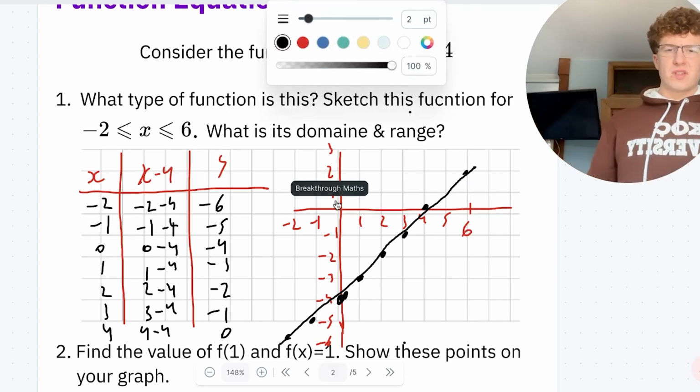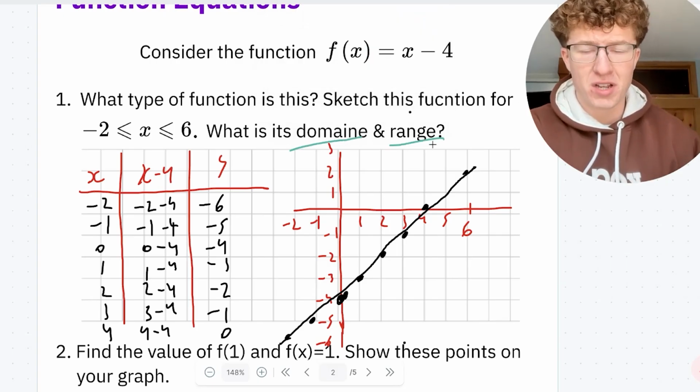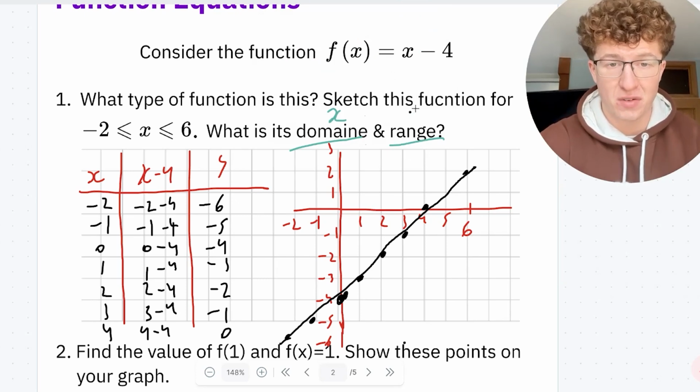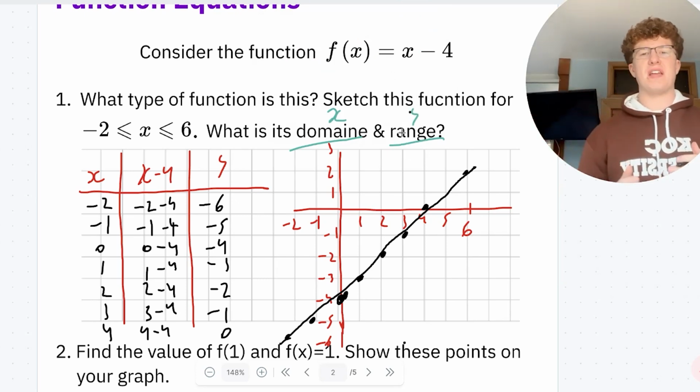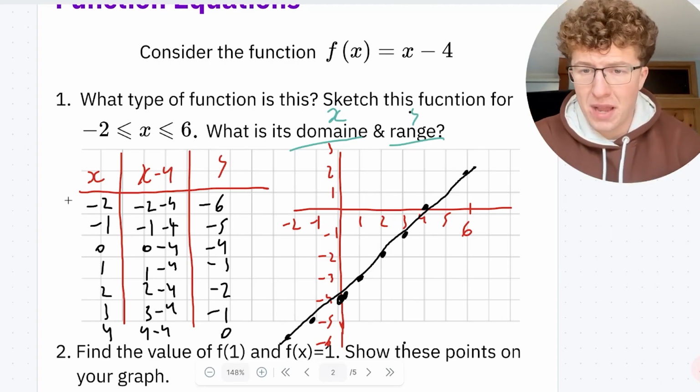Now, the question asks, what's the domain and what's the range? So, immediately, whenever you see domain and range, just think x and y. Domain is always going to be the x values. The range is always going to be the y values. So our domain, I'm not going to rewrite it.